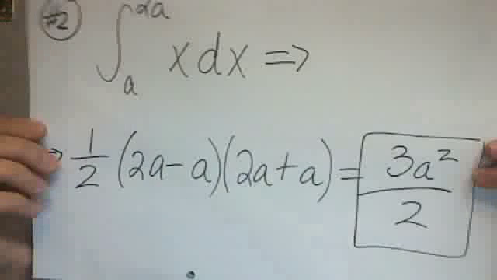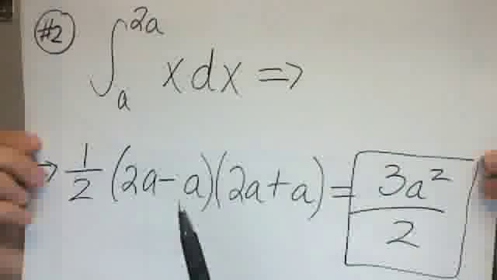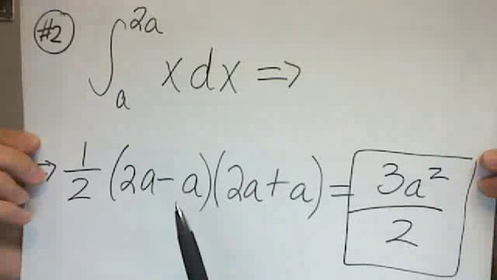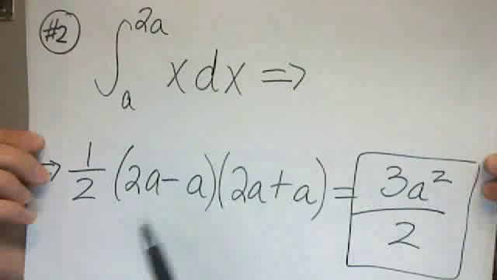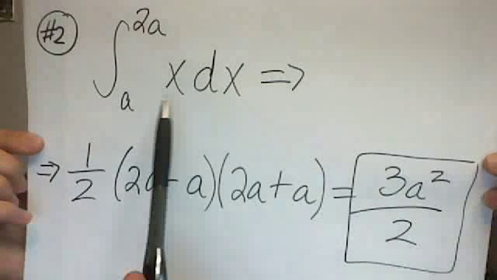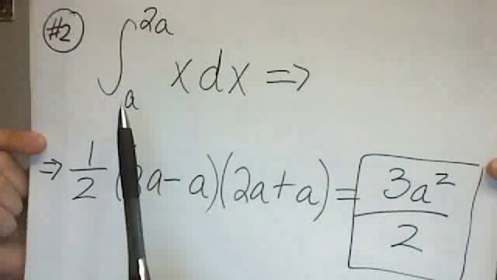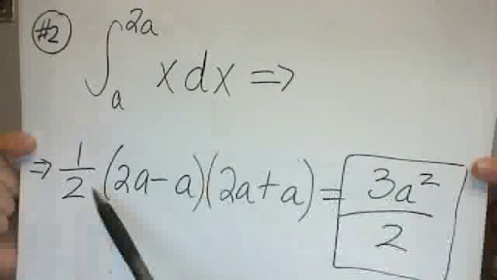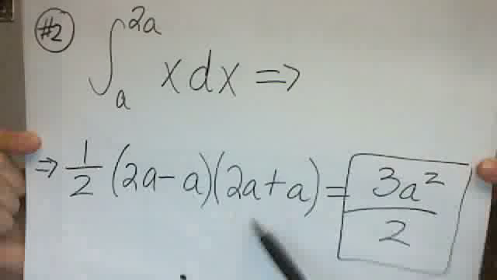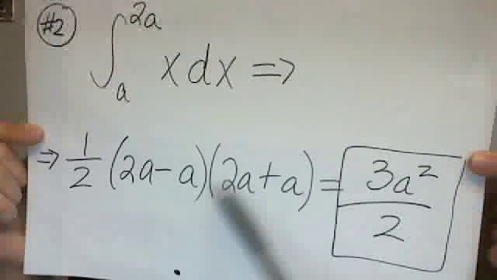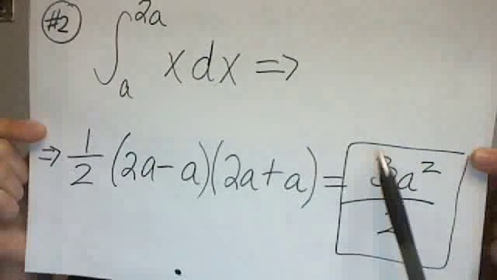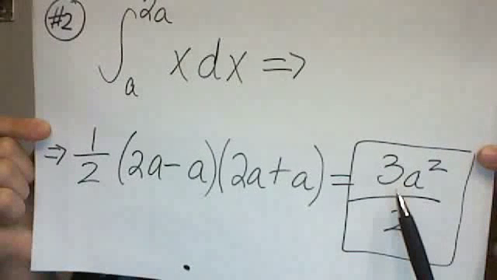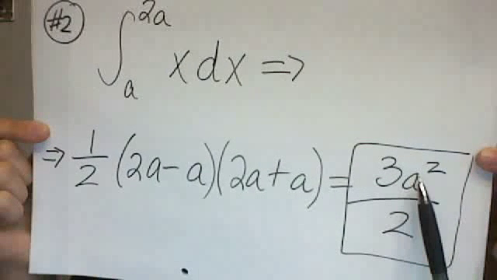Fairly simple. Alright, for the next problem, it tells us to use the areas to evaluate the integral. So we have the equation x dx, and the bounds are 2a and a. When you evaluate this integral and plug in the values, you get this right here, half of 2a minus a times 2a plus a. Once you solve that, you get the area that we evaluated to be 3a squared over 2.